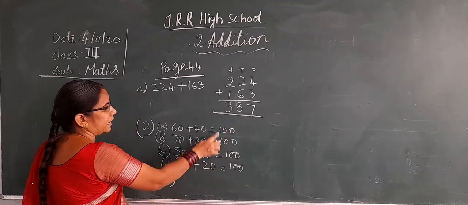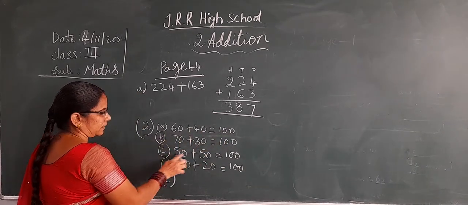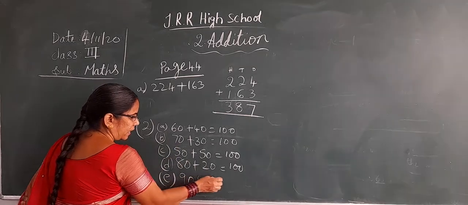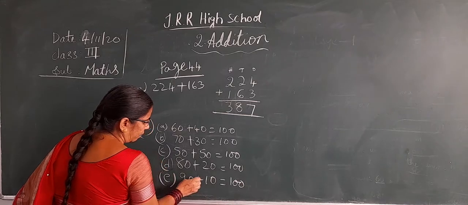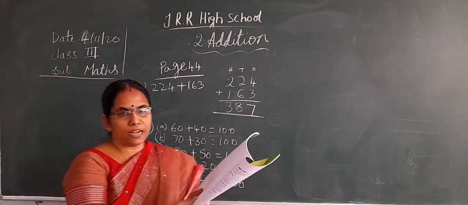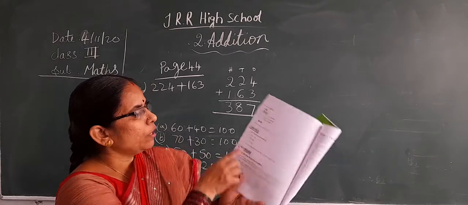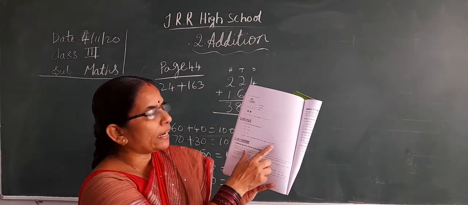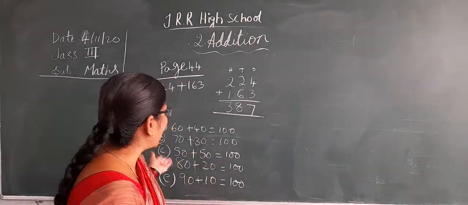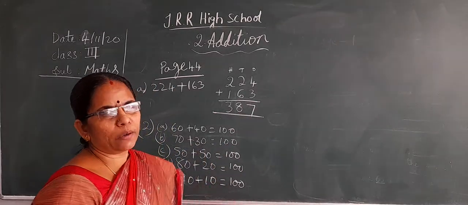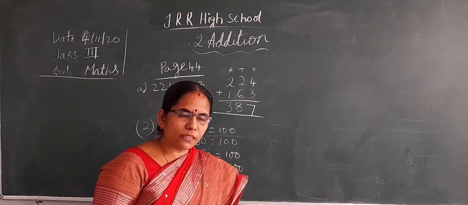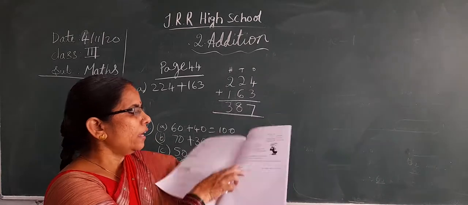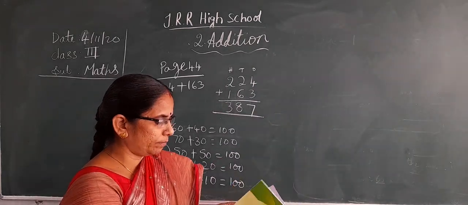If you add like this or like this or like this in any way, you will get the answer as 100. Right? 5 different ways to make the sum 100. Find any 5 pairs of numbers that can be added to make 100. Your own numbers you can take, any numbers. If you add the 2 numbers, you must get 100. That is the second one. Complete that. Okay. Now go to the second exercise.